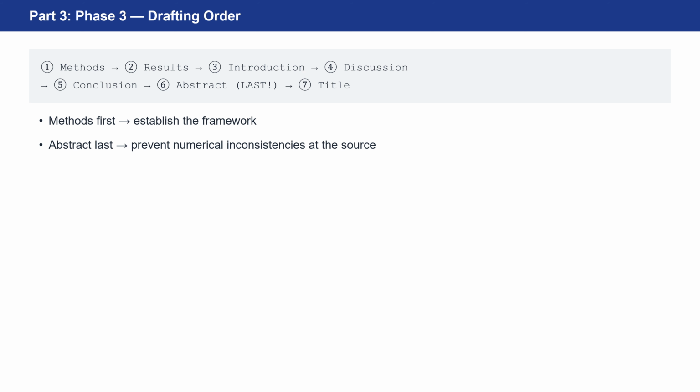There's a recommended writing order. Start with methods to establish the framework, then results, introduction, discussion. Critically, the abstract must be written last, after all numbers are finalized, to prevent inconsistencies at the source.